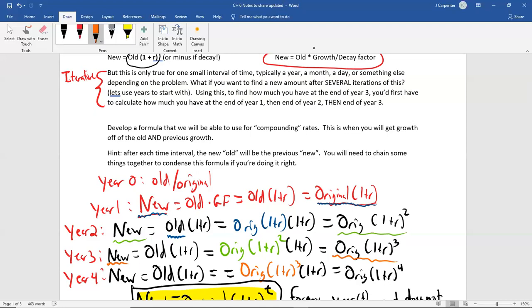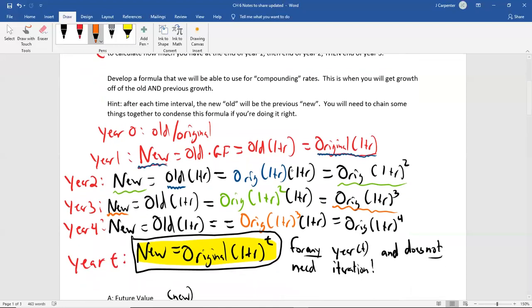So we use that to develop a formula. Instead of just using a number for the year, we want the variable t. So for year t, the new amount is going to be the original amount times your growth factor, 1 plus R, raised to however many years have gone through. This is called exponential growth because the variable, this t, which is one of the main driving forces, is in an exponent.